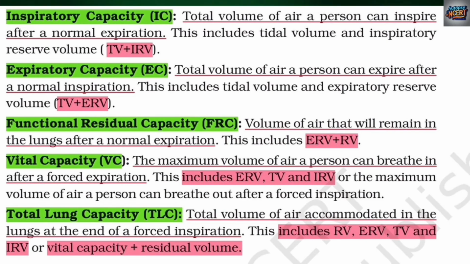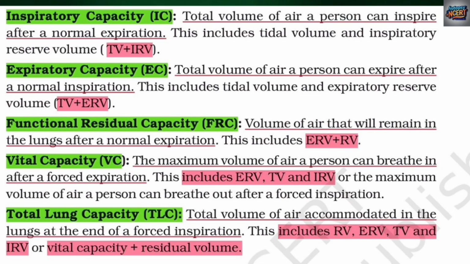Inspiratory capacity, IC: total volume of air a person can inspire after a normal expiration. This includes tidal volume and inspiratory reserve volume, TV plus IRV. Expiratory capacity, EC: total volume of air a person can expire after a normal inspiration. This includes tidal volume and expiratory reserve volume, TV plus ERV. Functional residual capacity, FRC: volume of air that will remain in the lungs after a normal expiration. This includes ERV plus RV.